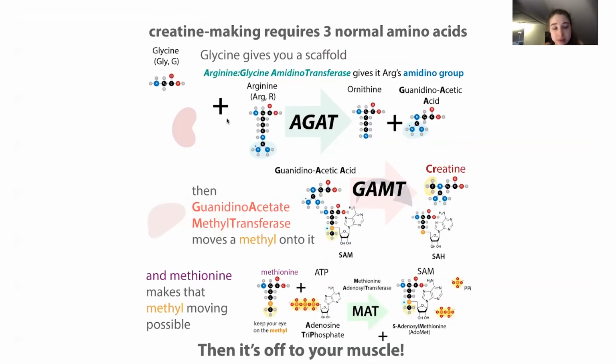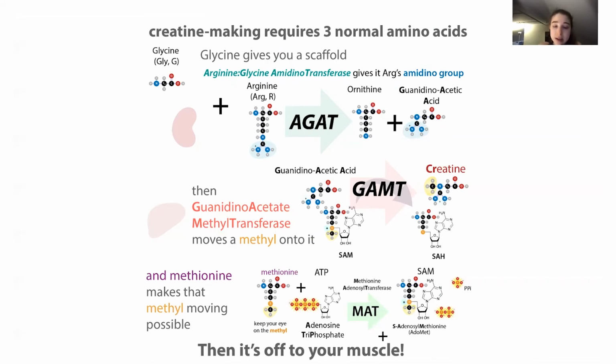So in mammals, this first step is going to happen in the kidneys. And then the second step is going to happen in the liver. Then the liver is going to release the creatine it makes into the bloodstream, and the cells that need it are going to take it in. Only certain cells have the receptors needed to let in this creatine. These include cells in your muscles, both skeletal and cardiac, so your heart muscle, as well as your brain and your retina and sperm.